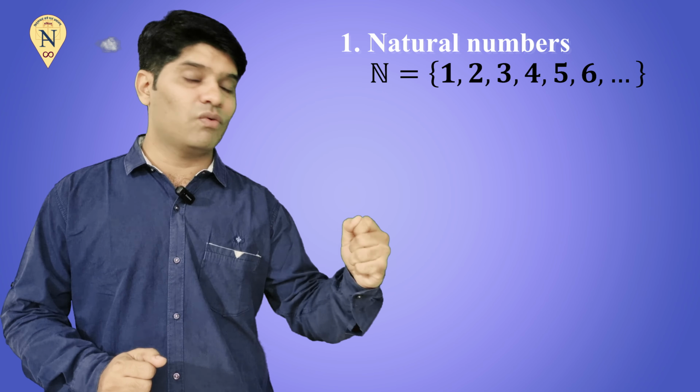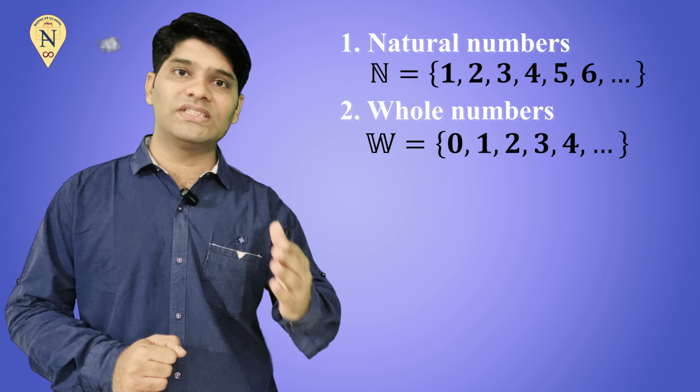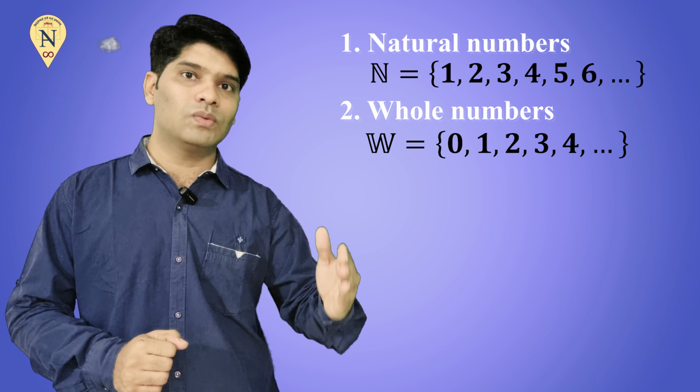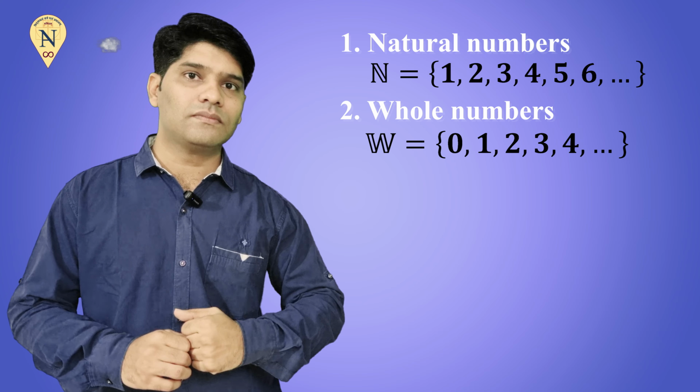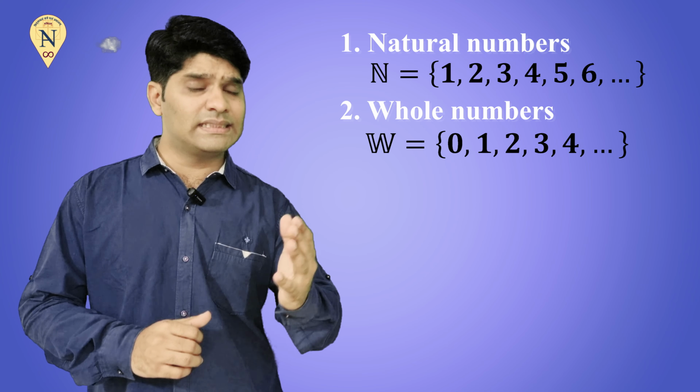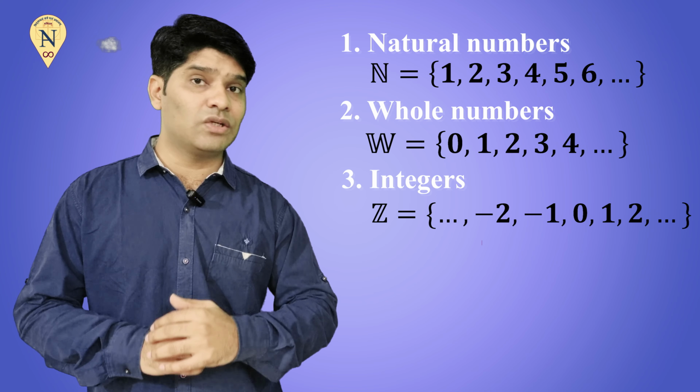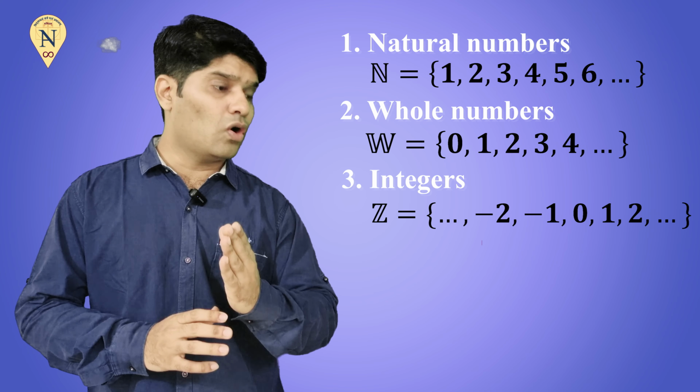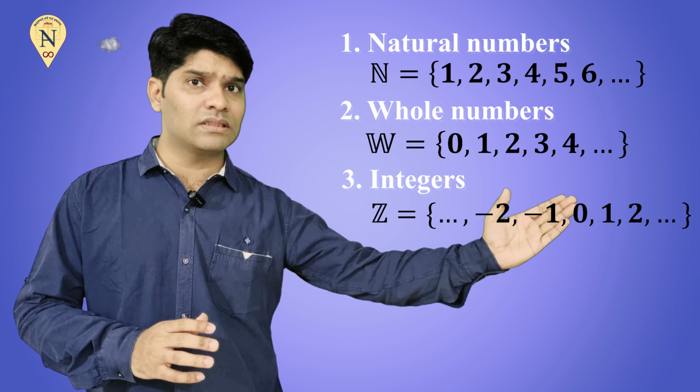The next in the list is the set of all whole numbers. It starts with 0, 1, 2, 3, 4 and so on. It is natural numbers with one more element, namely 0. The next is the set of all integers. It is denoted by Z and it consists of all positive natural numbers, negatives of natural numbers, and 0.